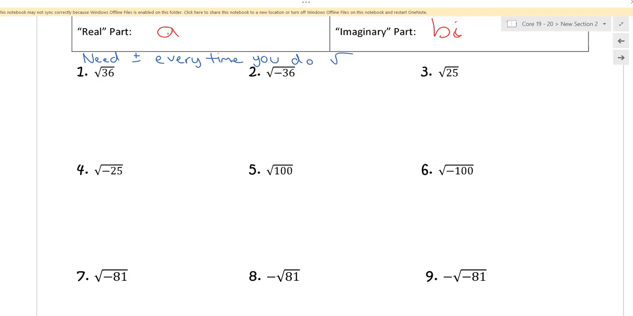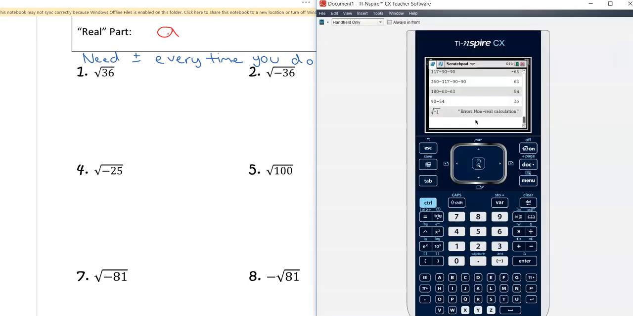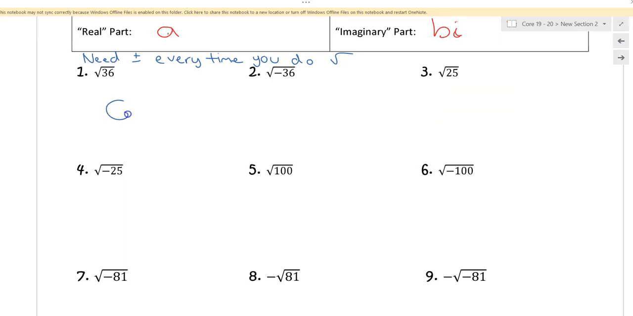So, for example, the square root of 36. I can type that in my calculator. And I get 6. And then I need to put that plus or minus 6. And really what that means is I have two answers. My answers are positive 6 and minus 6. But instead of writing that twice, we just write the plus minus 6.